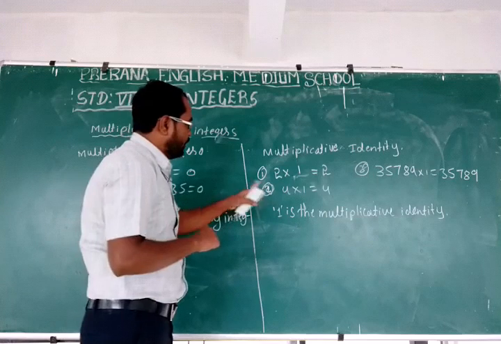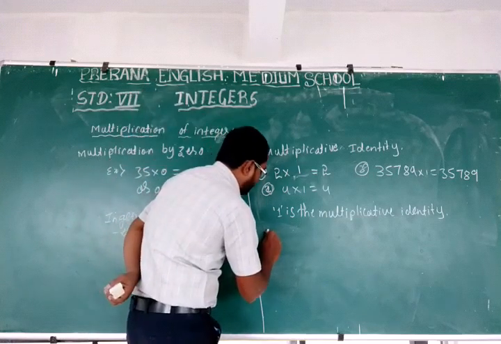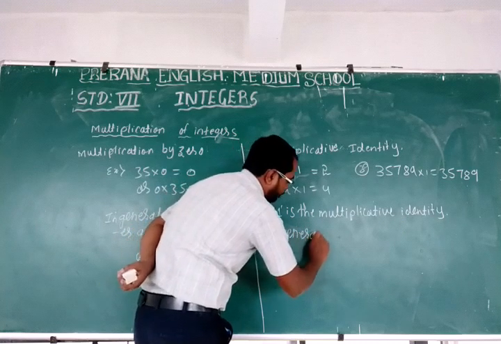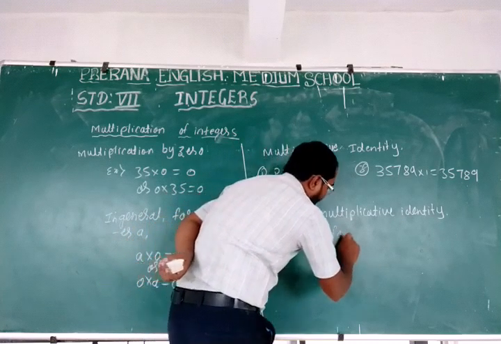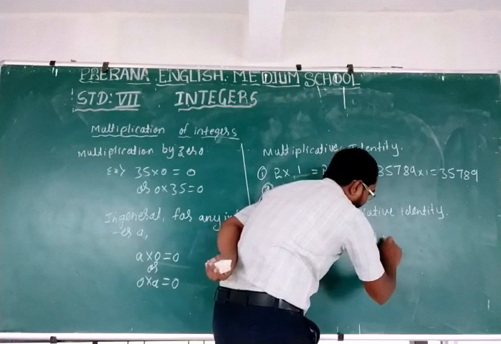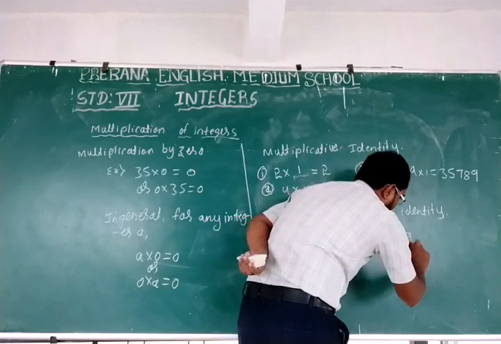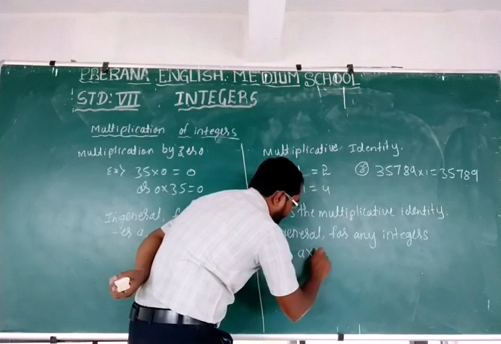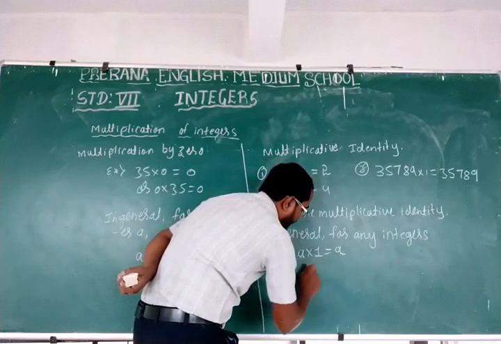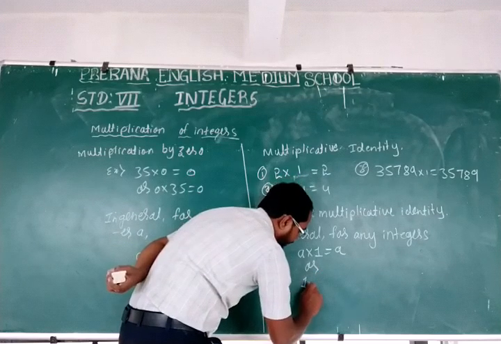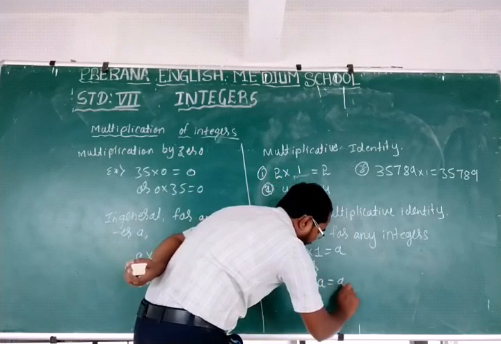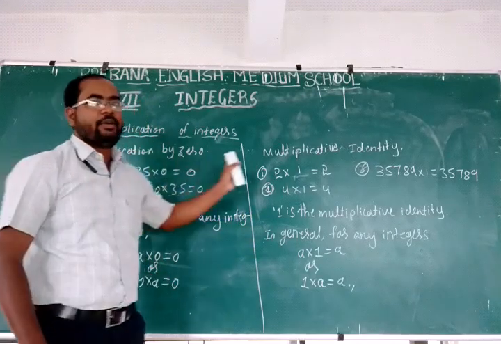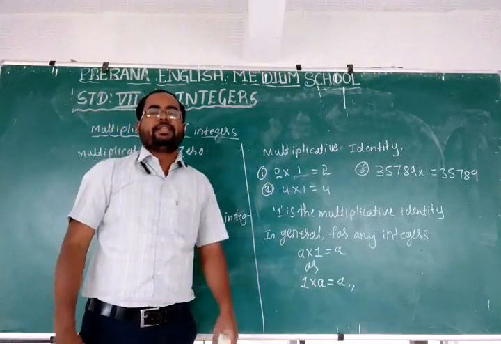Remember this. If you want to generalize, for any integer a, a into 1 is equal to a, or 1 into a is equal to a. This is about multiplication by 0 and the multiplicative identity.